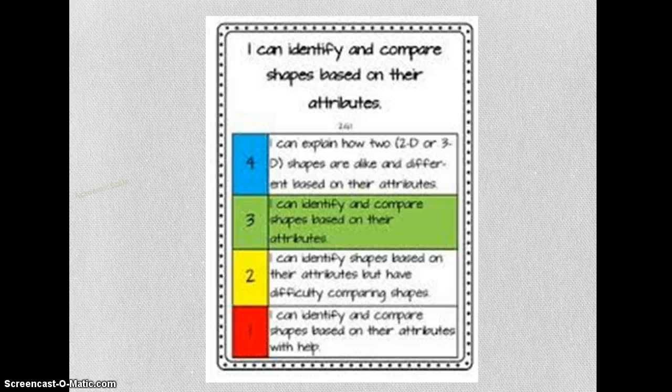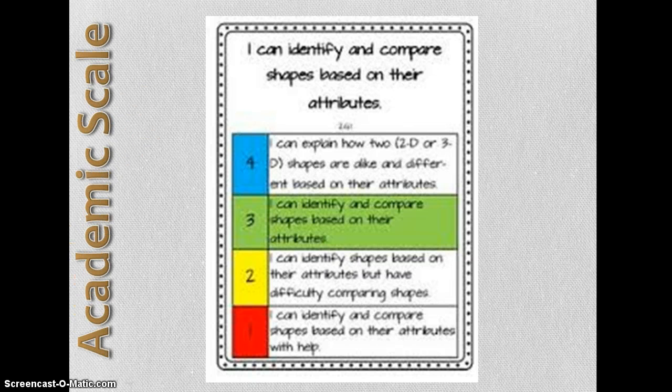Here's an example of an academic scale. Notice the 3: I can identify and compare shapes based on their attributes. That is the learning goal. That is the standard, the requirement for that grade level. The 2: I can identify shapes based on their attributes, but have difficulty comparing shapes, a lesser complex skill. The 4 is: I can explain how 2D or 3D shapes are alike and different based on their attributes, a more complex activity than the 3.